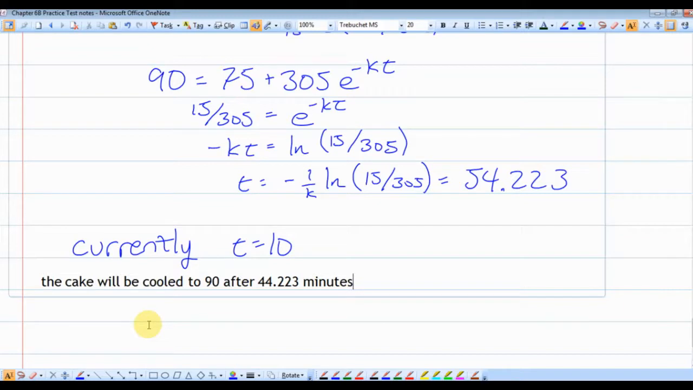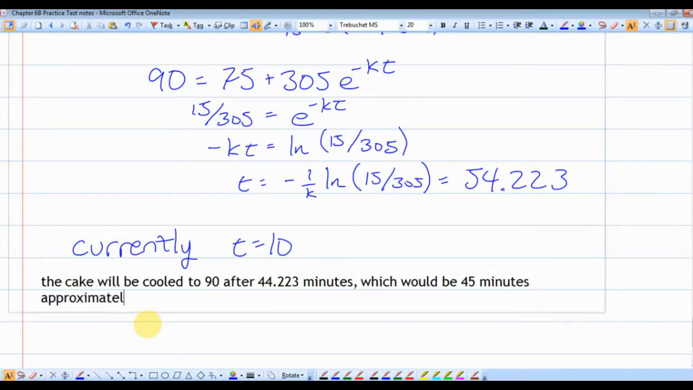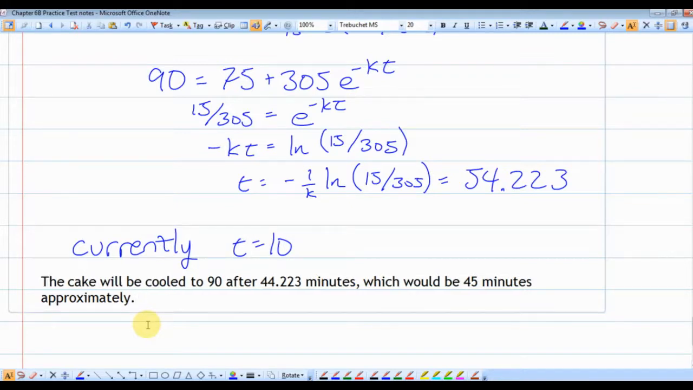Are we rounding to the nearest 5 minutes? No, because it's 54 minus 10, which would be 45 minutes approximately. So the answer's 50. Yeah, I think I messed up with the 10 minutes in the answer key.